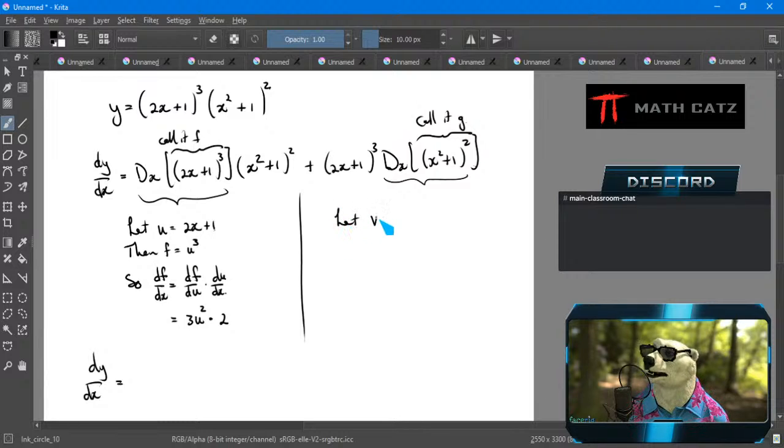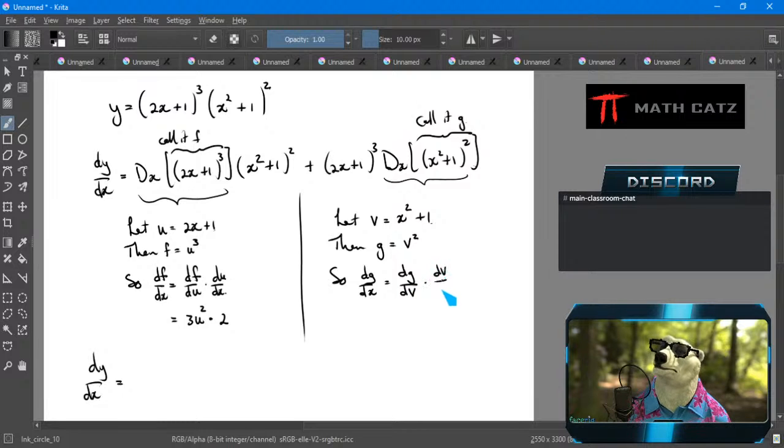Let's call the inside function v. I can't use a u, right? I've used u already. It's a different inside function. Then g is v squared. Still pretty straightforward. And so my chain rule is helping me find the derivative of this g portion as the derivative of g with respect to my inside function times the derivative of the inside function with respect to x. Clearly just a 2v times 2x. Quite straightforward. The product rule helped me to isolate the pieces.